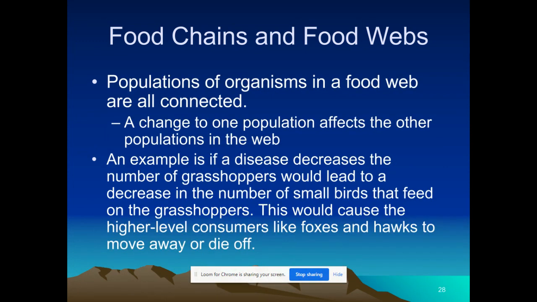Populations of organisms in a food web are all connected. If you change one population, it affects the others, and vice versa. If all the frogs die, that means all the insects are going to increase, and then the animals that eat frogs, like snakes, might decrease, or they'll have to go eat something else or move to a different environment. An example of it is if a disease decreases the number of grasshoppers, that would lead to a decreased number of small birds that feed on the grasshoppers. And this would cause the higher level consumers like foxes and hawks to move away or die off.